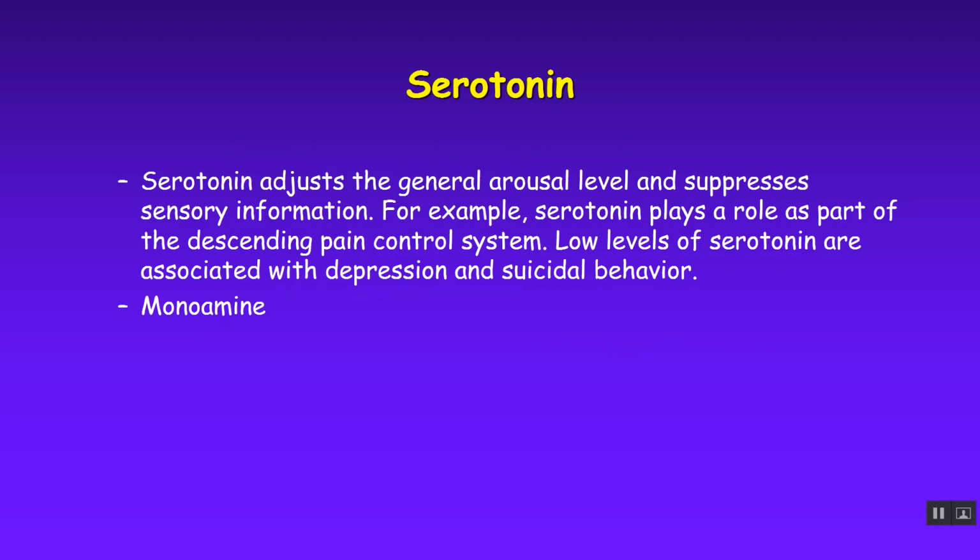Serotonin is another big neuromodulator. It's part of our big neuromodulating system here. Serotonin adjusts general arousal level for somebody. It also suppresses sensory information. So serotonin helps balance out and helps kind of filter out all the noise in the world, and also helps suppress some of the pain modulation and pain sensory. So people with chronic pain often have low serotonin levels. They're not able to filter out that chronic pain very well because they have low serotonin levels.